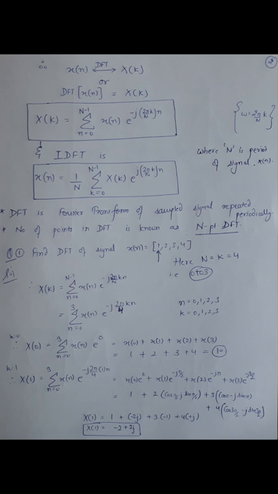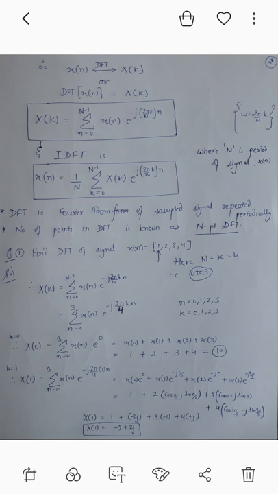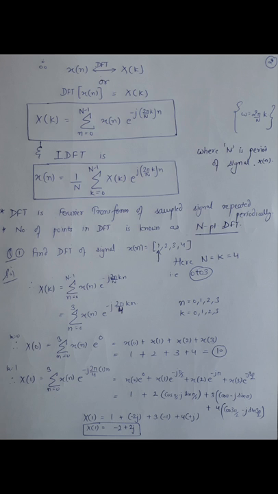And the IDFT is represented as x of n, given X of k: x of n is equal to 1 by n, summation of X of k, k varies from 0 to n minus 1, e raised to power j 2 pi by n into n into k. DFT is nothing but the Fourier transform of a sampled signal which is repeated periodically, and the number of points in the DFT is known as n point DFT.